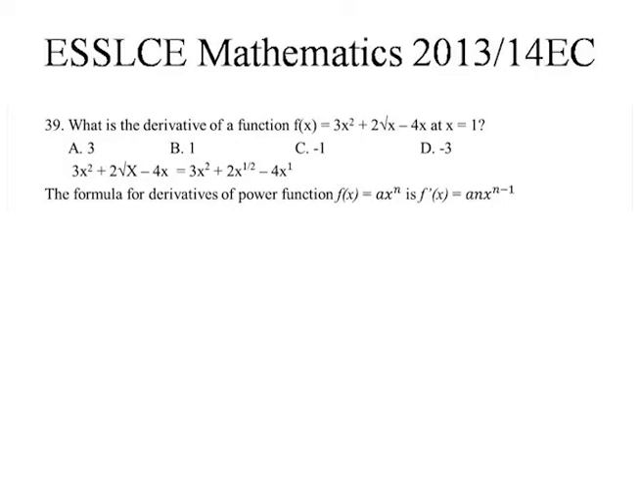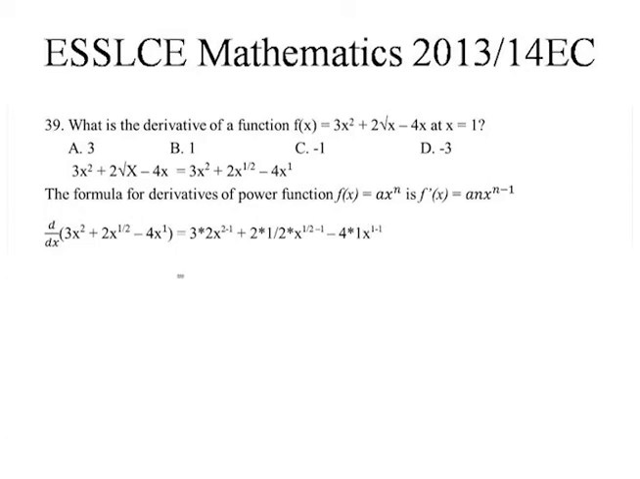So the expression, which is presented as a sum and difference of power functions, can be differentiated as d by dx of 3x squared plus 2x to the power of 1 over 2 minus 4x to the power of 1 is equal to 3 times the derivative of x squared is 2x to the power of 2 minus 1 plus 2 times the derivative of x to the power of 1 over 2 is 1 over 2 times x to the power of 1 over 2 minus 1 minus 4 times the derivative of x to the power of 1 is 1 times x to the power of 1 minus 1.